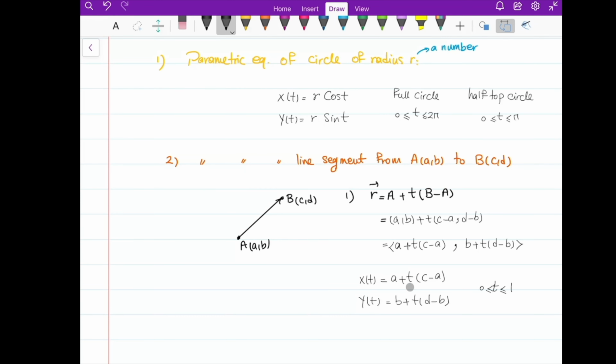I don't suggest that you memorize this. I suggest that you memorize that: the first point plus t times the difference between the second and the first point, and then t is between 0 and 1. Why is that? Plug in t equals 0, then this part would be 0, I just get A. So at time t equals 0, we are here. Plug in t equals 1, I get A plus 1 times (B minus A). A and negative A cancel, so I am left with B, which is the second point. So this is the first way to write line segments from A to B.